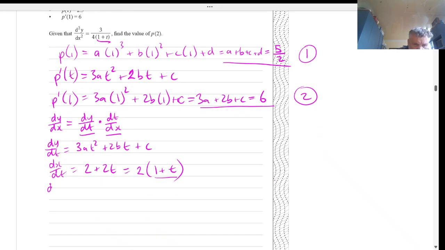We want, of course, the second derivative. To find a second derivative, well, we need to find the first derivative. I did all that and didn't complete by writing down what the first derivative was. dy by dx is our expression for dy by dt, divided by dx by dt.